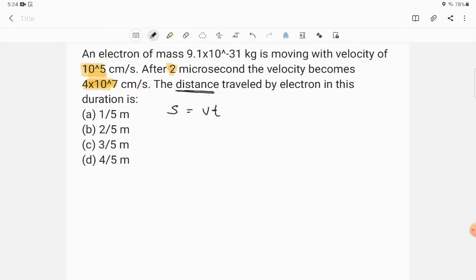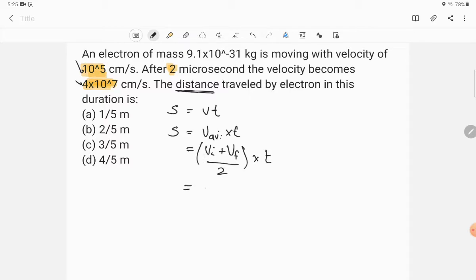But here there are two velocities. One is the initial one, the other one is the final one. So in such a case, we have to use the average velocity to determine the displacement traveled by the particle. So average velocity into time. We know that average velocity is the ratio of the sum of both velocities, meaning Vi plus Vf, divided by 2. This is the average velocity, and the time.